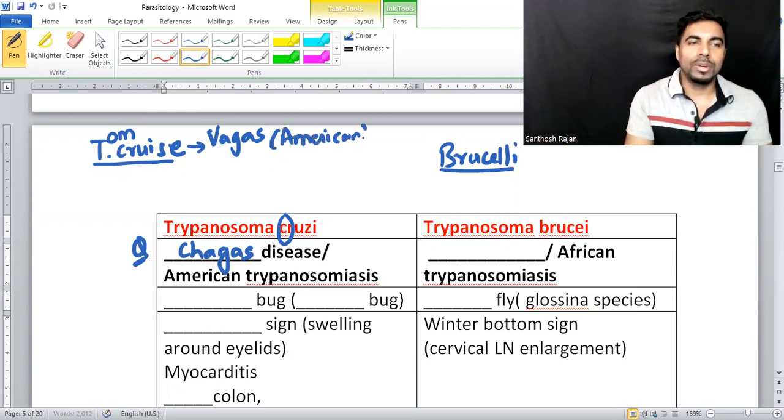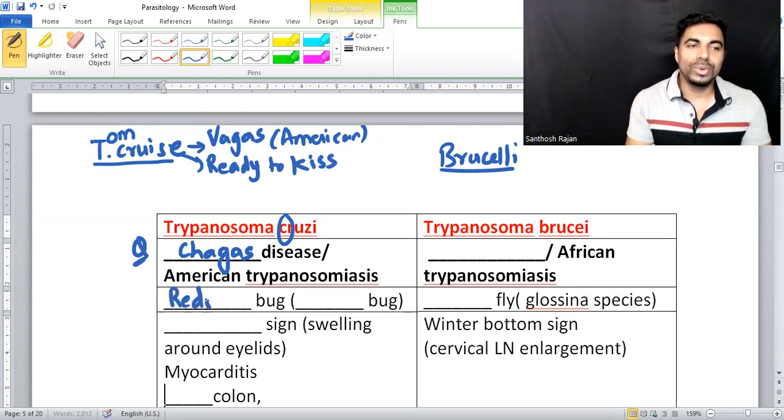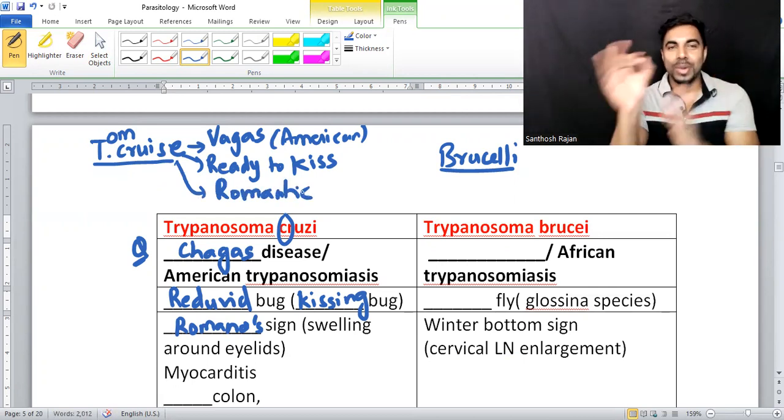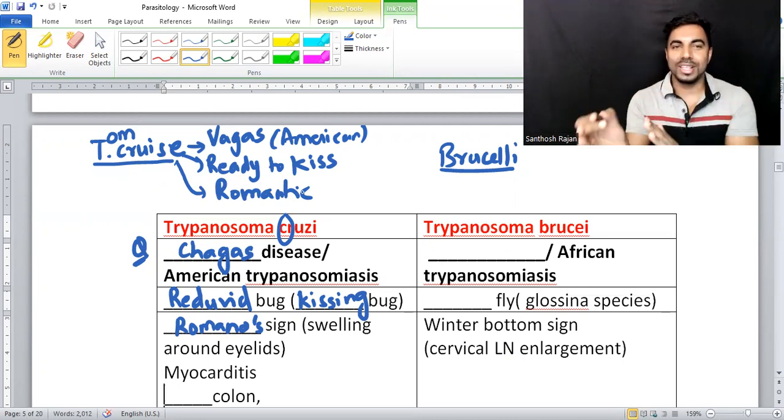Number two, he's always ready to kiss. So what does that mean? The bug name is called redweed bug, otherwise kissing bug. See how easy? Redweed or kissing bug. What is that sign? I saw it above: swelling around the eye. That is called Romana sign, because Tom Cruise is romantic. Romana, romantic. So Vegas, ready to kiss, redweed bug or kissing bug, and romantic.